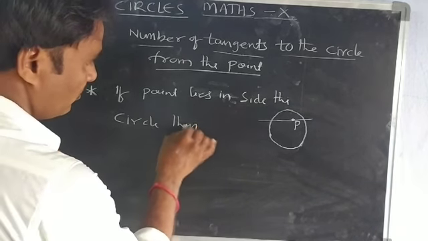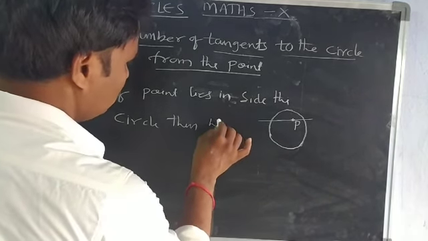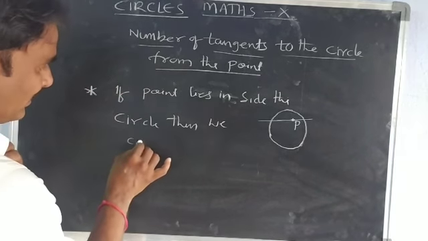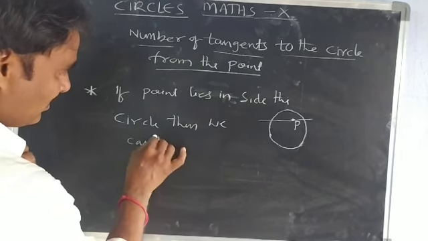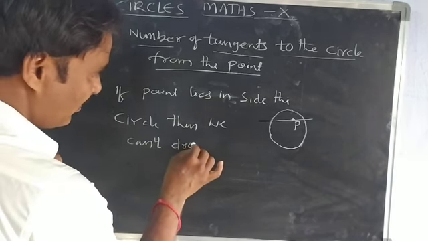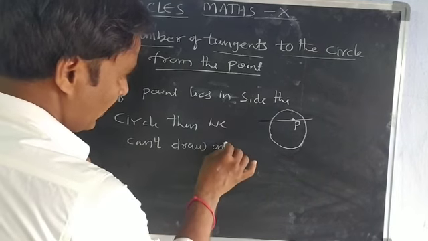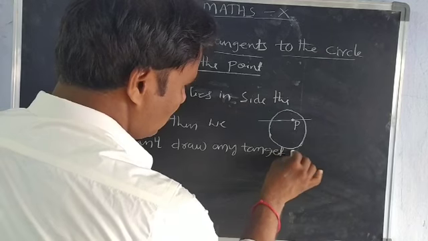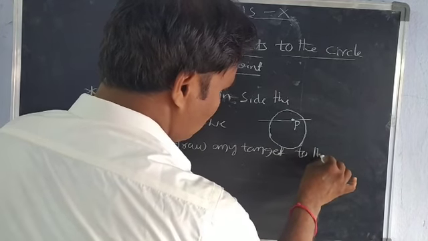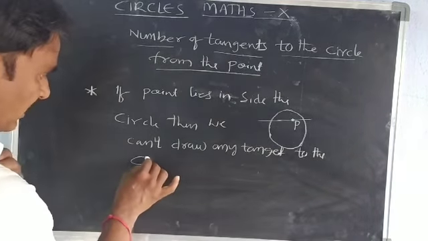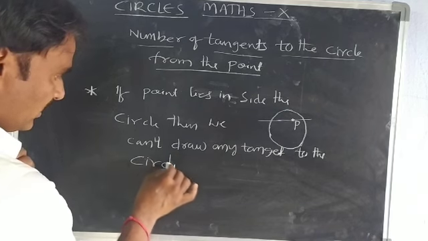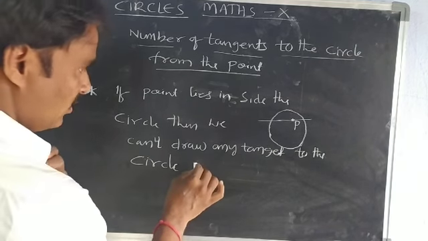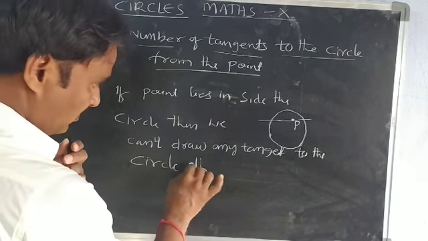then we can't draw any tangent to the circle through this point.